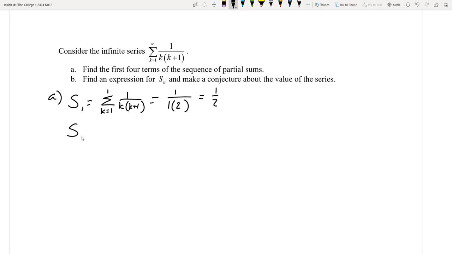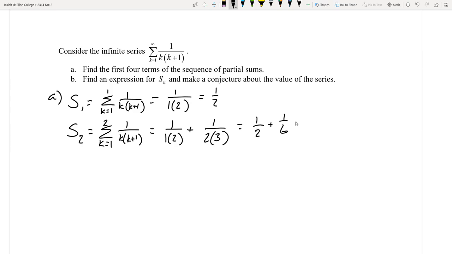If we're looking for S sub 2, the second partial sum, then we're looking at starting from 1 and going up to 2. We take the previous partial sum and add on the next term, or we can start from k equals 1 and move up that way. Either way, we're plugging in 2. So plug in 1 here, plug in 2 here. We get 1/2 plus 1/6. That's 3/6 plus 1/6, which is 4/6, which is 2/3. All right, so that's the second partial sum.